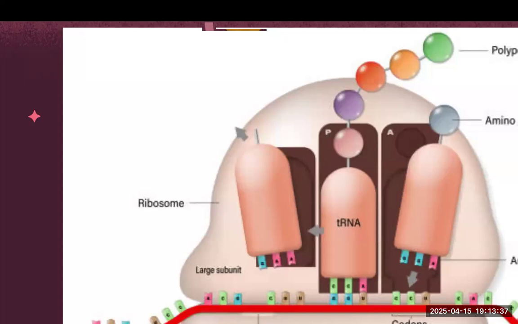Do you hear about release factors for termination? No.